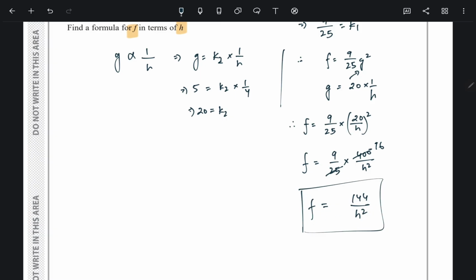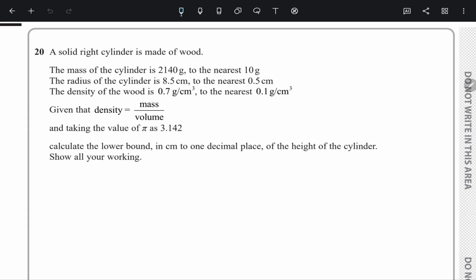That's our f. Question 20 says, a solid right cylinder is made of wood. The mass of the cylinder is 2140 to the nearest 10 grams. The radius of the cylinder is 8.5 centimeters to the nearest 0.5 centimeters. The density is 0.7 gram per cm cube to the nearest 0.1 gram per cm cube. Given the density is mass by volume, and taking the value of pi as 3.142, calculate the lower bound of the height of the cylinder, showing all your working.